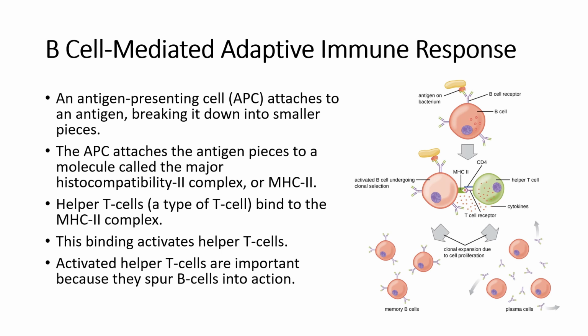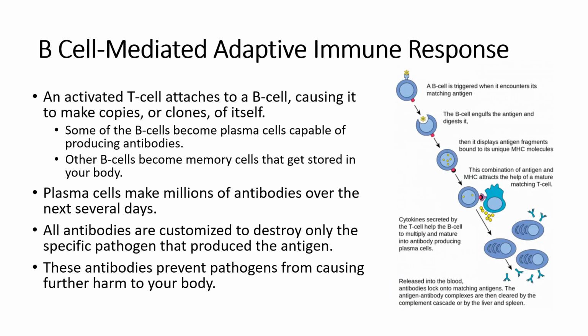The antigen-presenting cell then attaches the antigen pieces to a molecule on its surface called the major histocompatibility 2 complex, or the MHC2 complex. Helper T cells, which is one type of T cell, bind to these surface MHC2 complexes. This binding activates the helper T cells, and they go over and spur into action the B cells. An activated helper T cell attaches to a B cell, causing it to make copies or clones of itself.